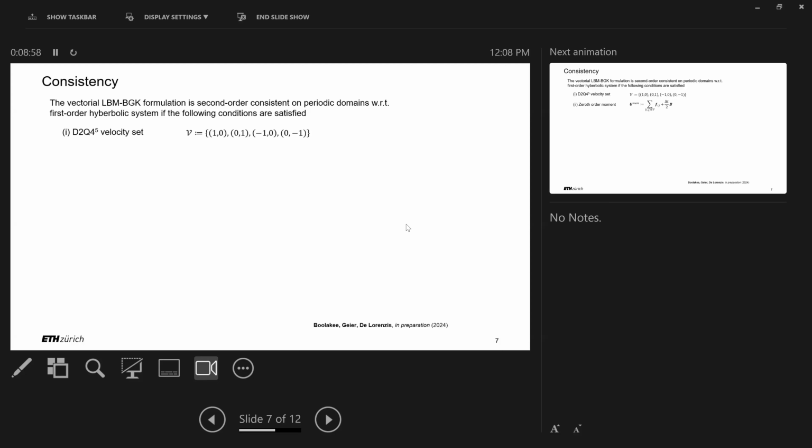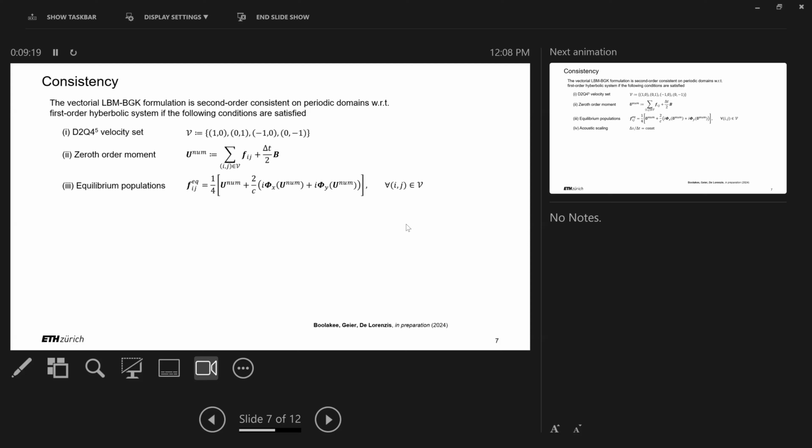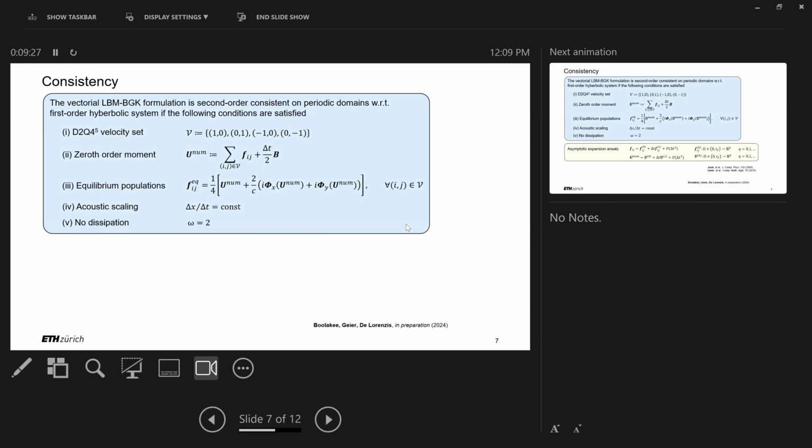The first assumption is that we are on this D2Q4^5 velocity set. So we have 4 populations, and each of the populations is a vector-valued quantity with 5 components. Our 0th order moment we identify with the primary solution vector, this capital U of our hyperbolic system of equations. Then we have this linear equilibrium type expression. We assume acoustic scaling in the analysis, and we need to supply 0 dissipation.